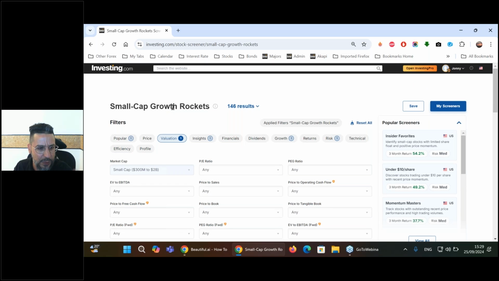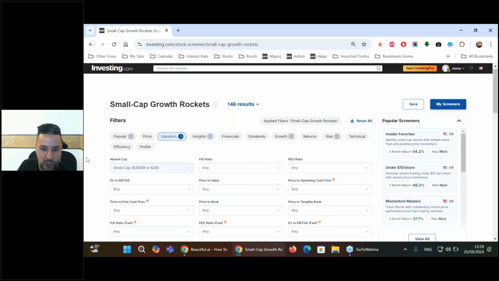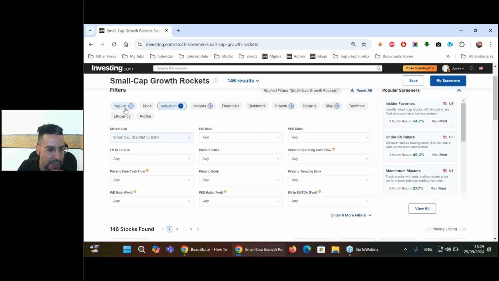So let's pull up the small cap growth rockets screener. 146 results. This is just a quick breakdown. Some of the criteria, all preset. I didn't have to do anything except click a button on the mouse. So the market cap we have here is 300 million to 2 billion.